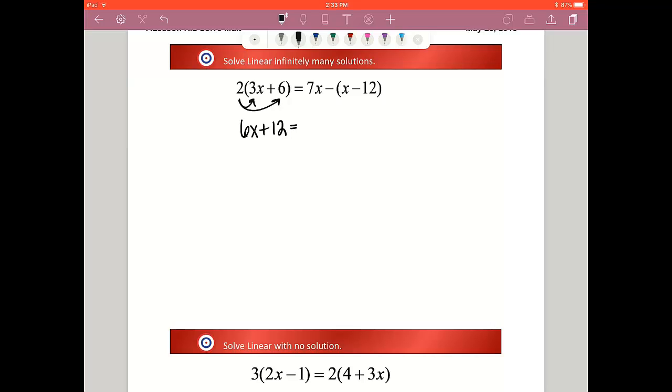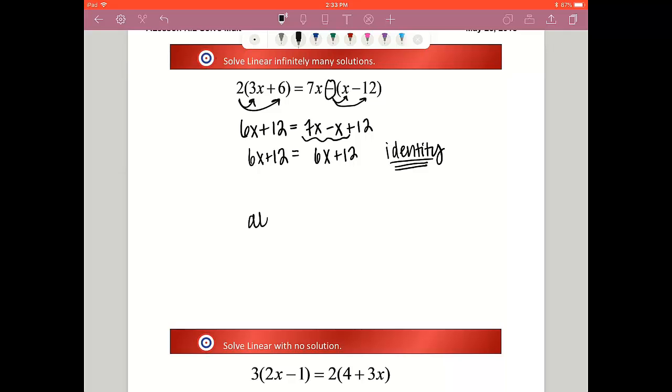Which gives us 6x plus 12 on the left-hand side of the equation. And then I'm going to distribute the negative sign. So on the right-hand side of the equation, I have 7x minus x plus 12. I'm going to simplify the right-hand side of the equation to be 6x plus 12, because 7x minus x is 6x. And I can see very clearly that I have an identity. An identity means that all real numbers act as solutions.